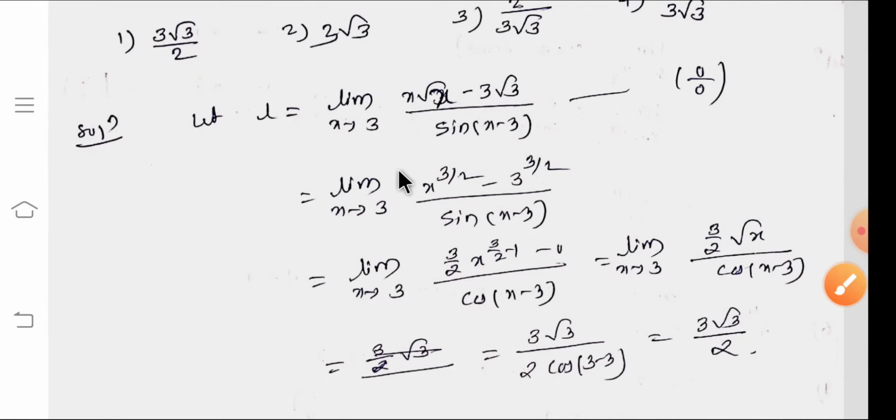So for questions on limits, we have to apply L'Hospital rule and solve the examples. So this is the better and easiest way.